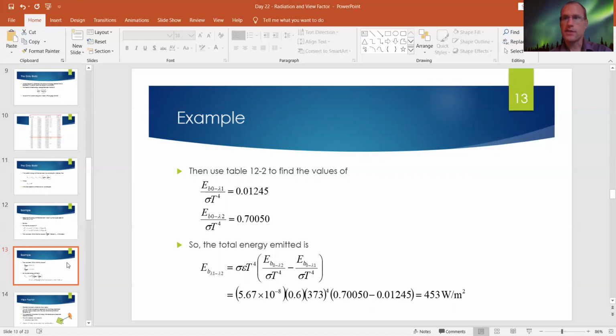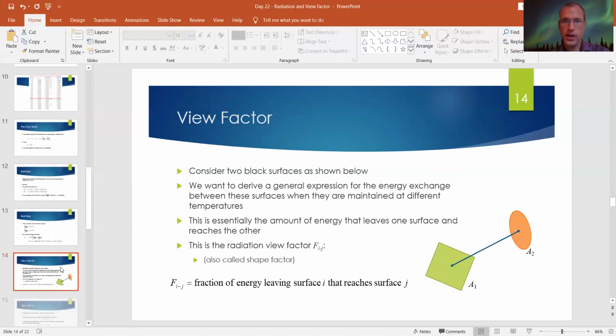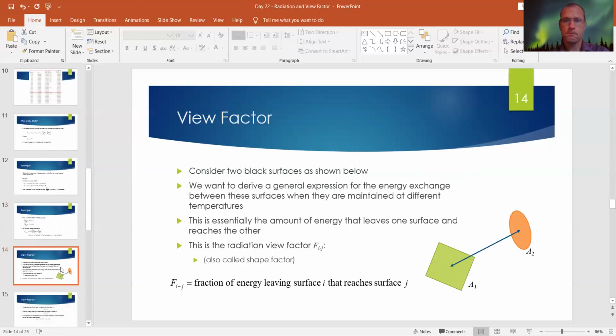So basic radiation, I have sigma T to the fourth, and there's a few things I add on to that. Like we just saw, I added on this value of epsilon if it's not a black body. And something else I'm going to need to add on is something called the view factor.